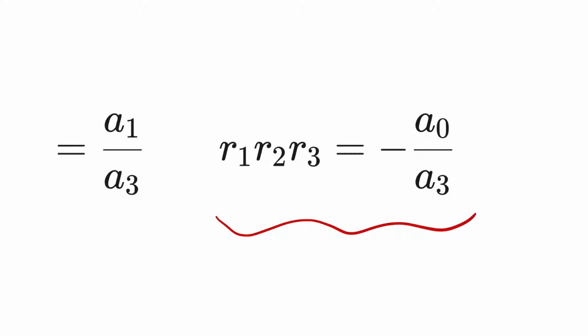The reason for that is because we're multiplying 3 of the roots together, but the roots are written as x minus r1, x minus r2, x minus r3. So there's an odd number of them. You multiply them, you get a negative sign.